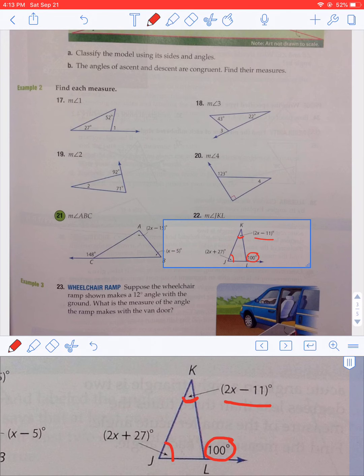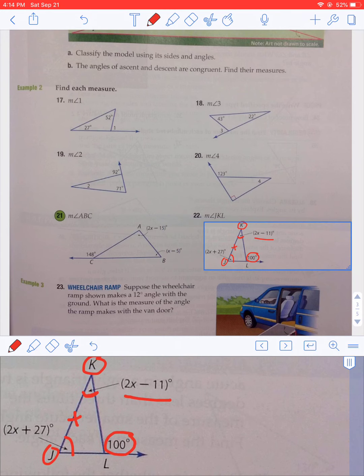Our exterior angle theorem says the two remote interior angles added together equal the exterior angle. So the 100 degrees is our exterior angle. The remote interior angles that we have in this figure are angle K and angle J right there. So we're simply going to add angle J and K together to get this exterior angle. So let's do the math on that.